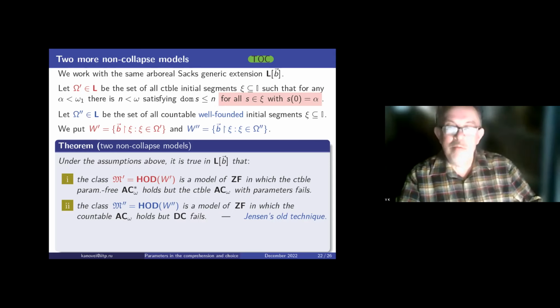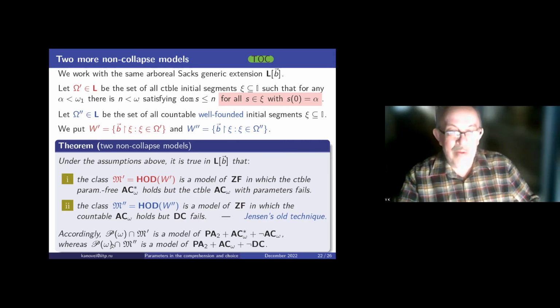Actually, this is based on the very old Jensen counterexample, Jensen's old model of 1965, but it's just a reproduction of Jensen's model inside the arboreal Sacks generic extension. And the reals of these models are accordingly models of the corresponding extensions of second PA.